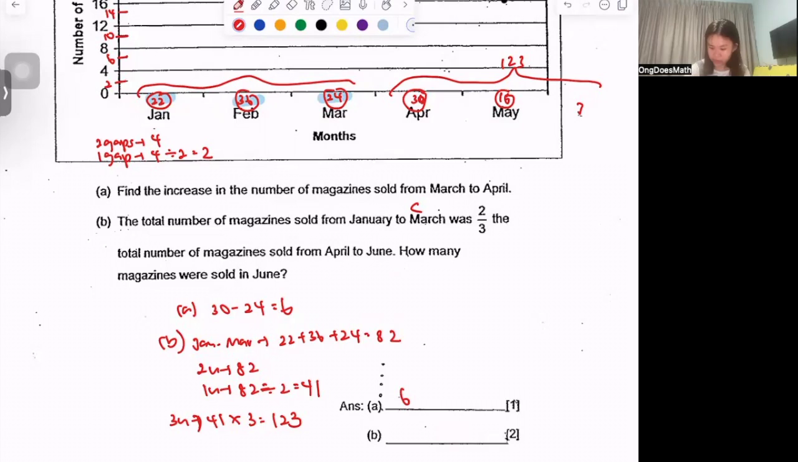So April to June must add up to 123. They ask you to find out what June is. So we just have to take 123 minus April minus May. So 123 minus 30 minus 16, and that should give you 77. Hence, part B answer is 77 magazines. We'll move on.